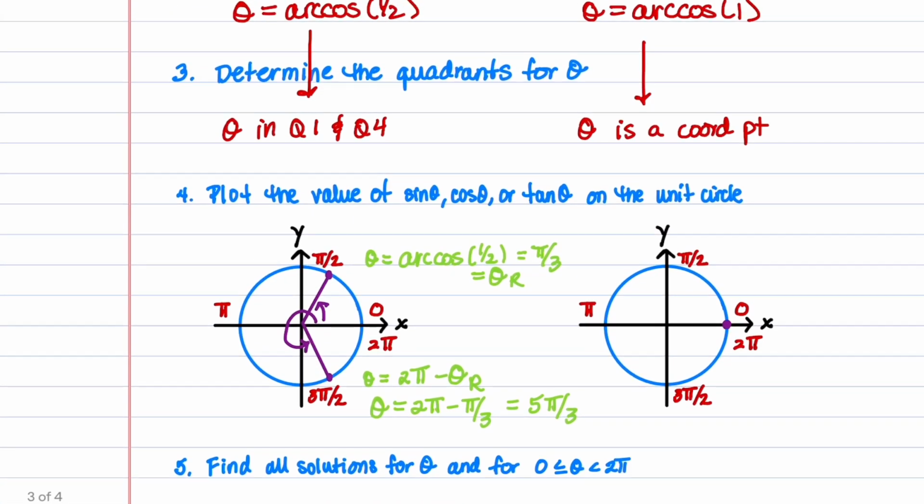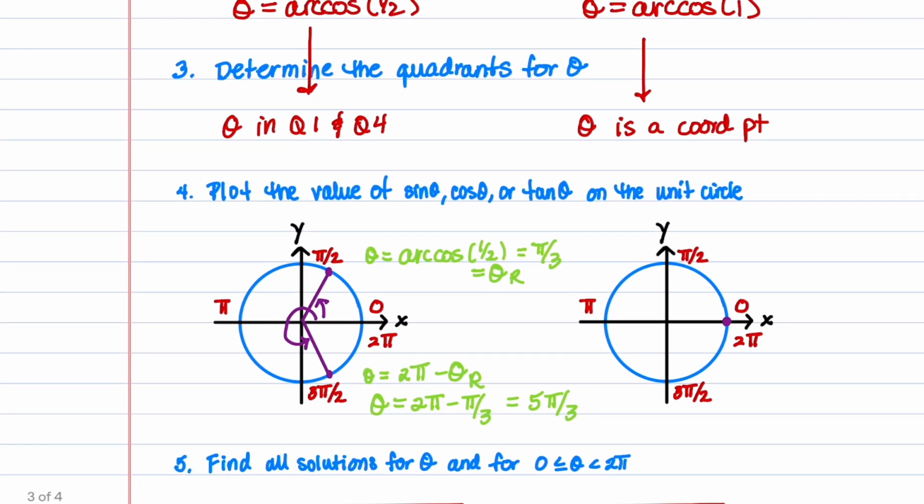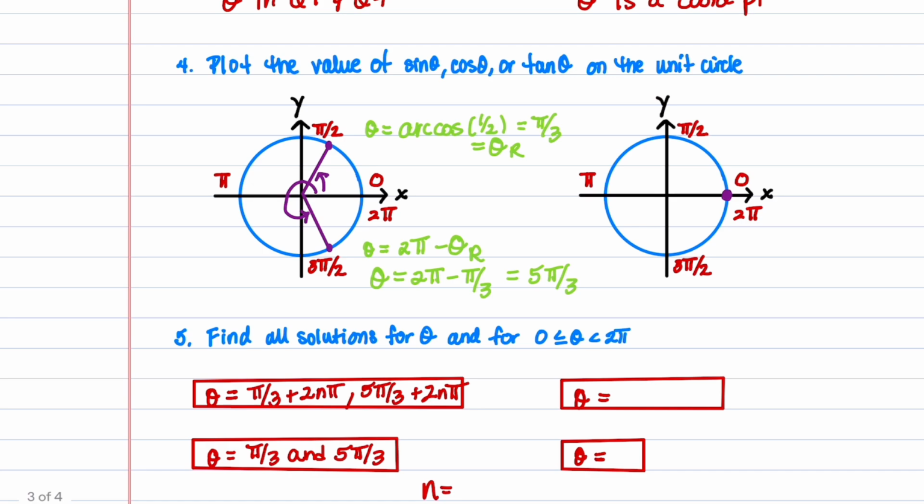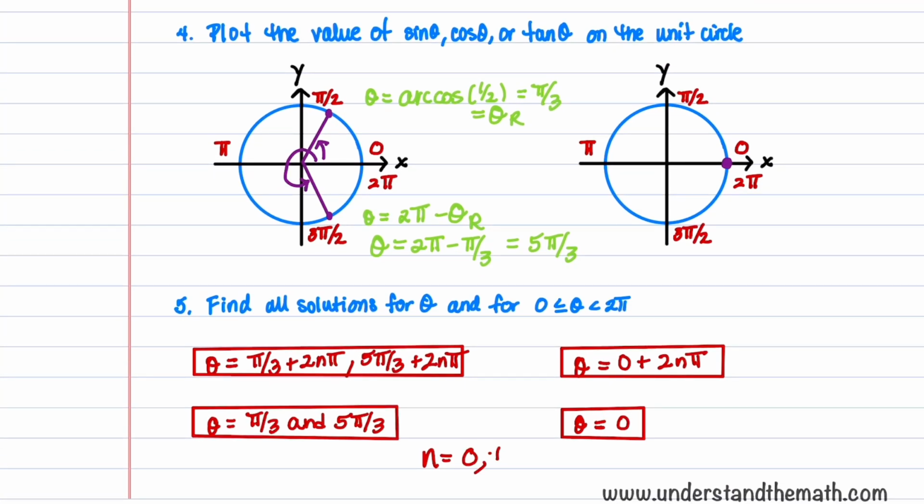For our equation on the right, cosine theta is equal to 1. Cosine's related to x, and x is equal to 1 at this point, so we see that theta is going to be equal to 0 plus 2n pi, and between 0 and up to 2 pi, our theta is going to be equal to 0. And lastly, we'll put in our value for n.